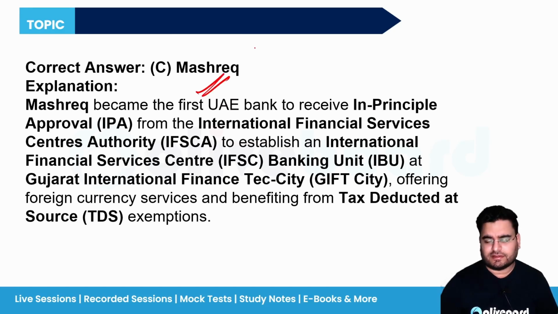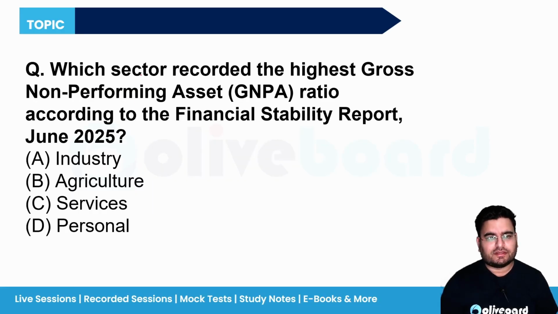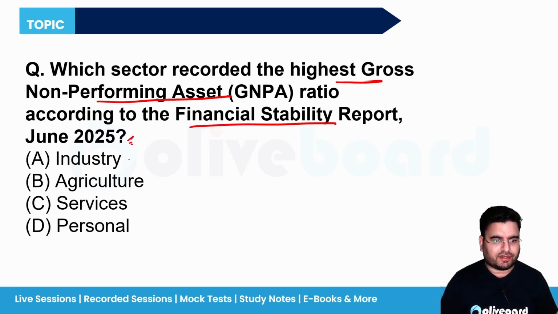So Mashreq is the correct answer. Next is RBI releases its biannual financial stability report. So first of all, you should remember who releases the financial stability report? RBI. Okay. So which sector recorded the highest gross NPA ratio as per the Financial Stability Report 2025? Industry, agriculture, service, or personal?